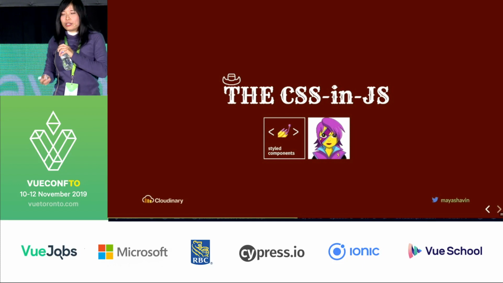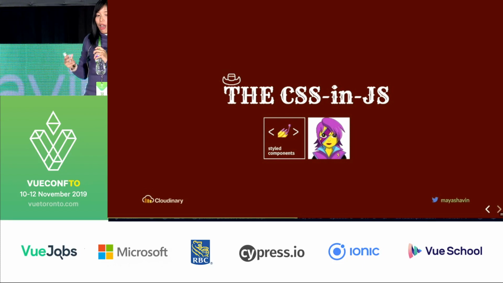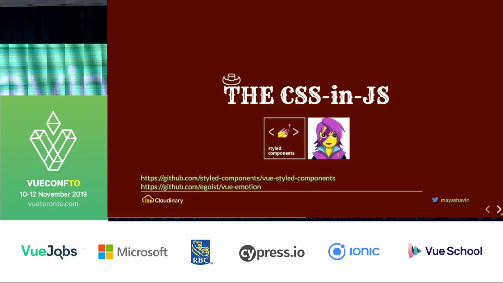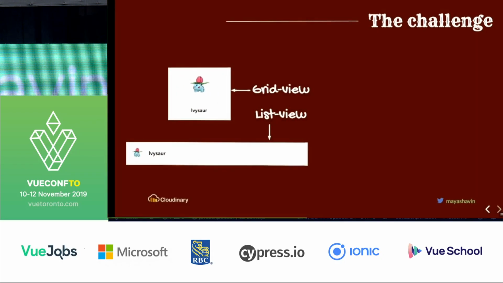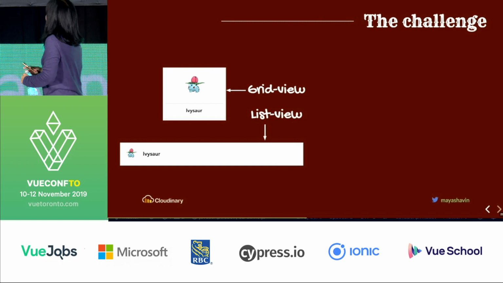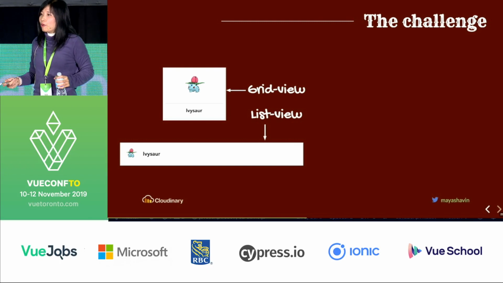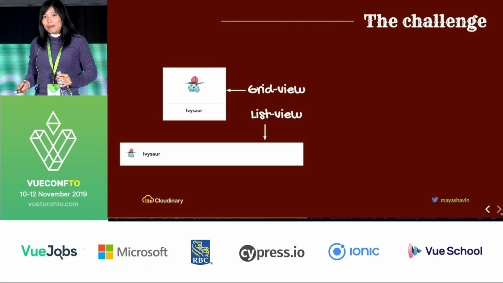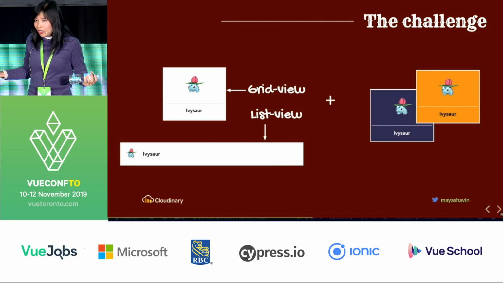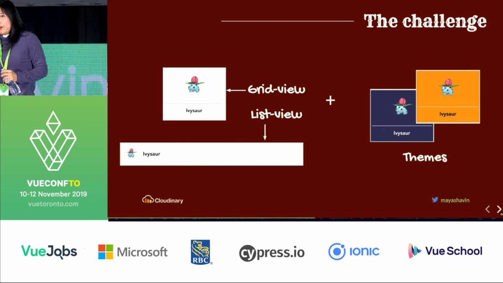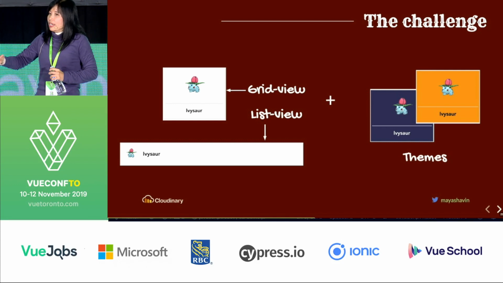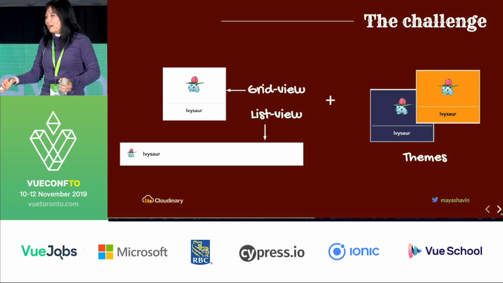Currently, we have only 2 CSS in JS libraries with Vue support: styled-components and emotion. In this talk, I will only focus on styled-components. Let's say I have a view with grid view and list view for a Pokemon list, and to make it harder, I want it to be able to change some theme according to user input or according to a list of themes available at runtime.